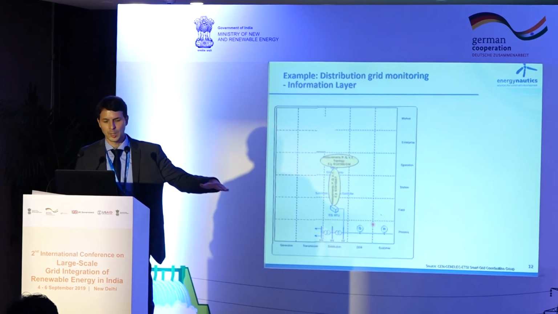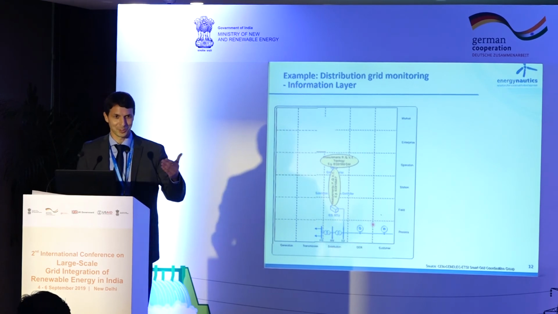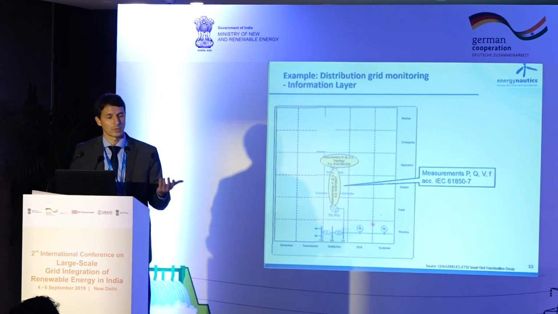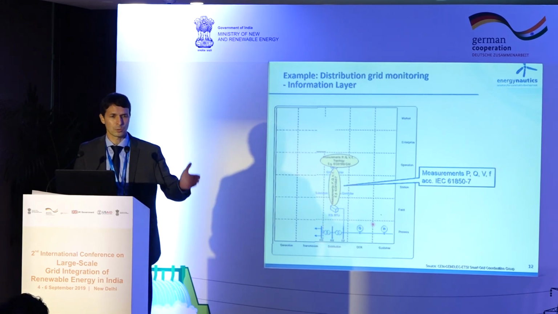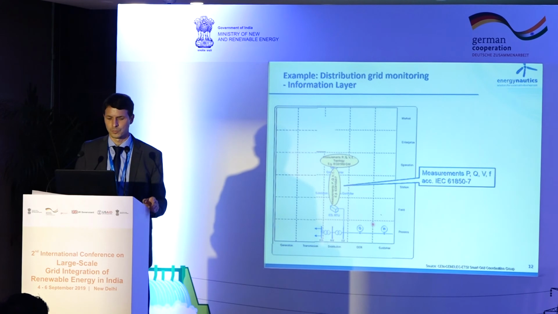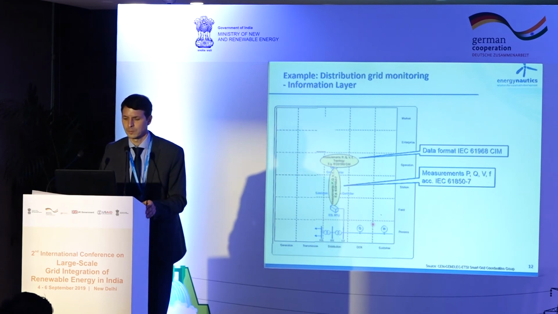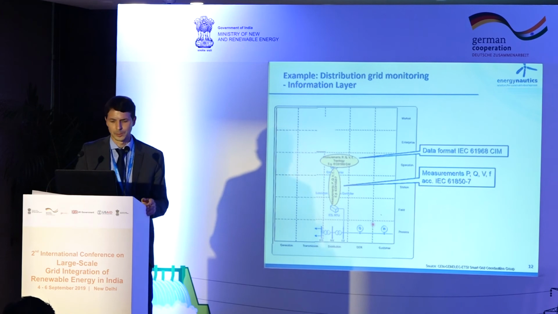Now we're going one layer down into the information layer. For example, well, this is an example I'm showing to you. We have to define what data model we are using. So here IEC 61850 is used, where we said, okay, we want to transport the power, the reactive power, the voltages, and the frequency. And then it needs to be stored somewhere. Here the data format IEC 61968 is used as an example. It could be others as well.